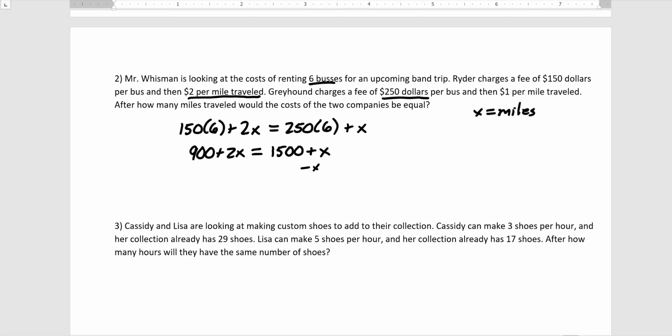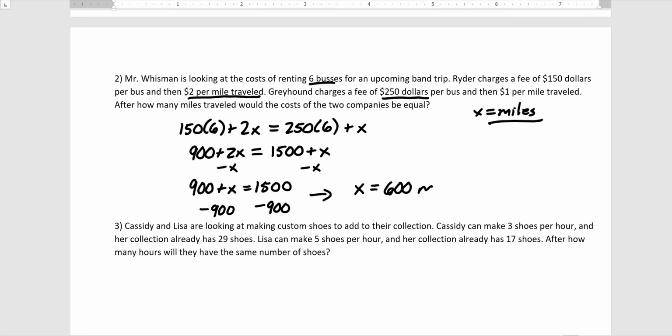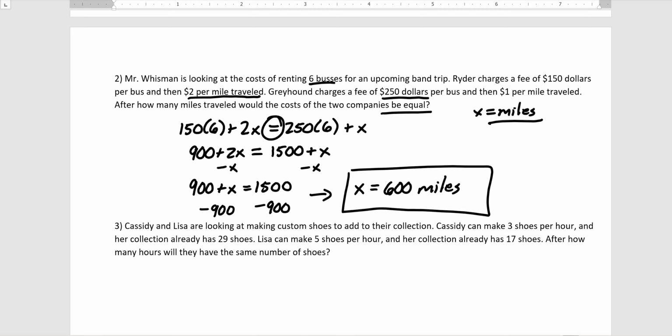Now remember when we're solving these, we're going to get our variable on the same side, so we can subtract x. So we'll have 900 plus x equals 1,500. Now we've got to get the number on the other side, so subtract 900, and we'll find that x equals 600. 600 what? Remember, we're measuring miles. So after how many miles would the cost of the two companies be equal? Right? That's why we put that equal sign there. 600 miles is when they would become equal.